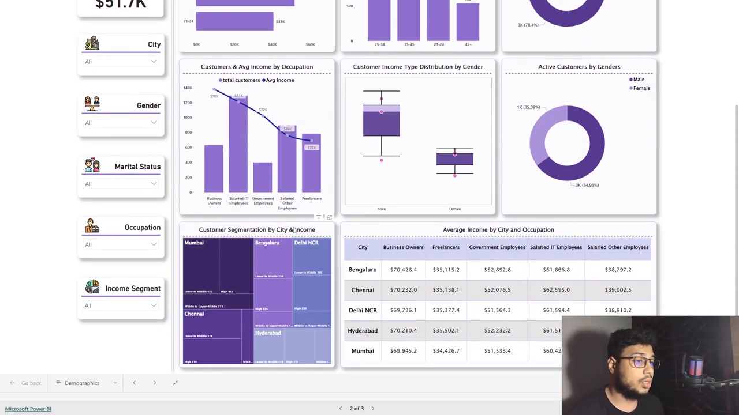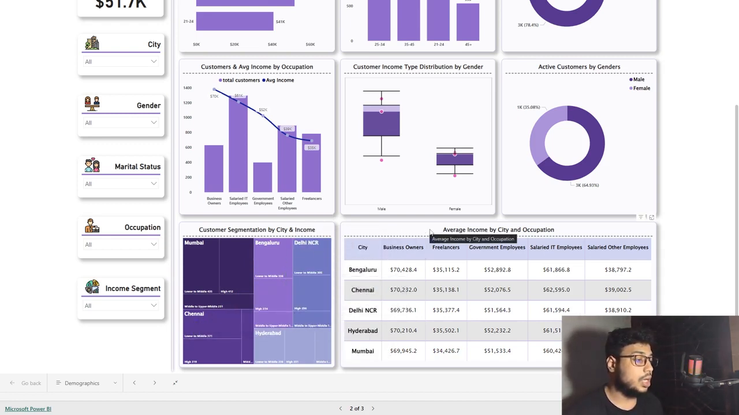We also generated a heat map that shows the segmentation of city and income type. We see that Mumbai has the most customers, and in Mumbai, 435 customers are in the lower to middle income segment, 402 customers are in the high income segment, and 231 customers are in the middle to upper middle income segment. Similarly for all other cities.